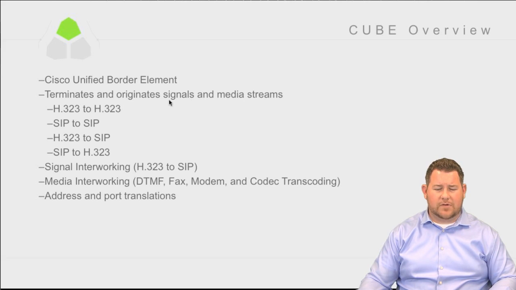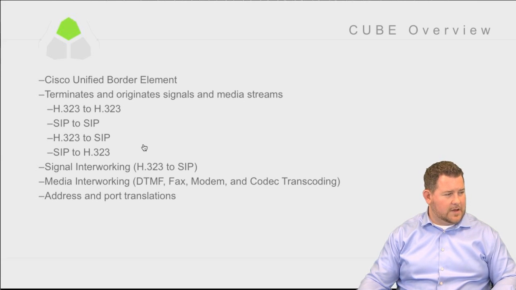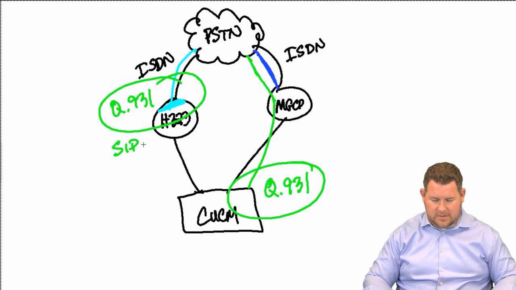So it's going to terminate and originate signals and media streams for those protocols. It's going to act as, of course, a border between these two signaling methods. So if you really think about it, it is in fact a border element. I mean, it's going to terminate the signal. So let's look at a quick diagram of this, how this would actually look here.